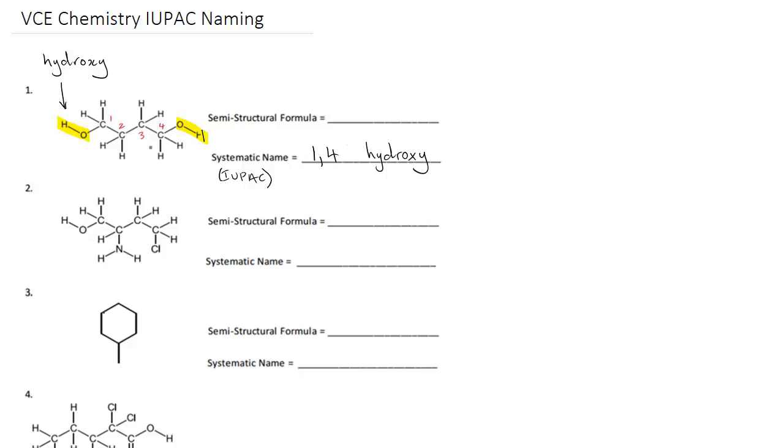But because we have two hydroxys, we need to give it a prefix of di. Di means 2 in chemistry, so di is equal to 2. Tri is equal to 3. And then tetra, which you probably won't get up to, is 4. Whenever you have two functional groups on the molecule, no matter where they're positioned, you always have this di in front of the name of the functional group. And then you have to provide the longest carbon chain.